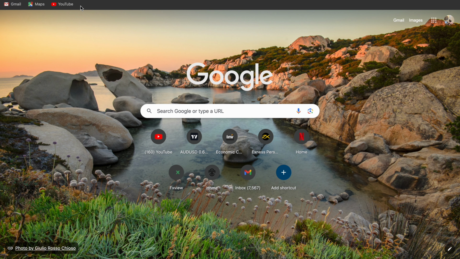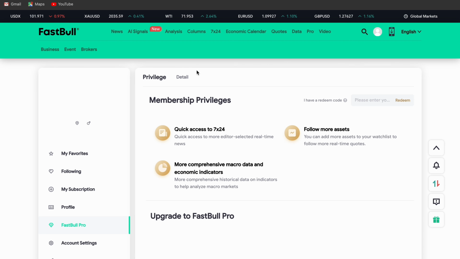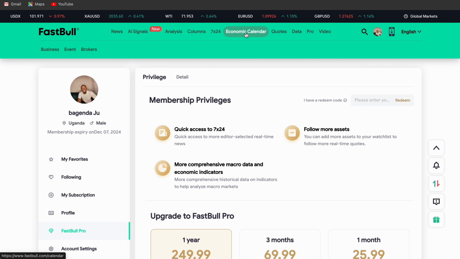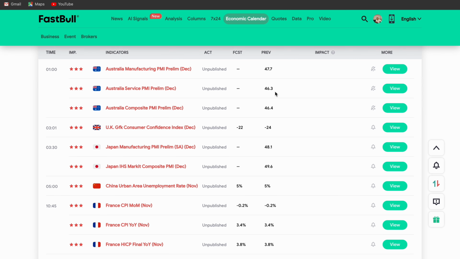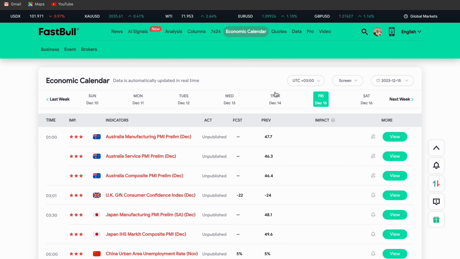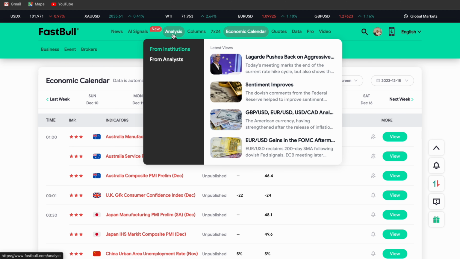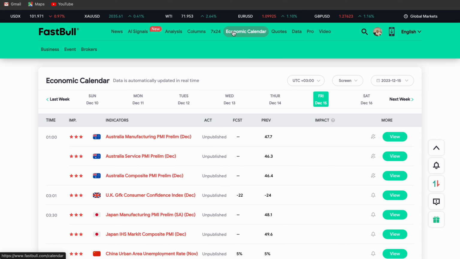Fastbull is a very good platform where you can see economic events. So where do you see economic events? On this platform right here. When you come to Fastbull, guys, you can see this platform is transparent. The first thing, it's so transparent. You can see, we have here news, AI analysis, but for us, we're interested in the economic calendar.